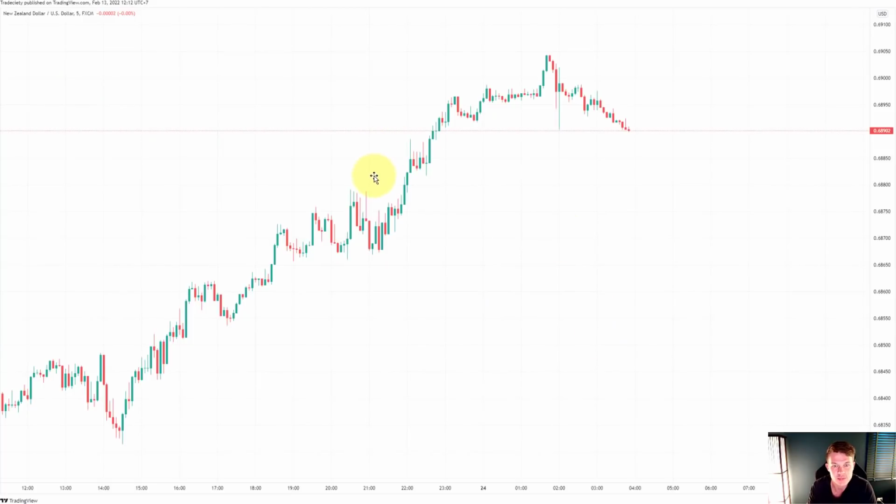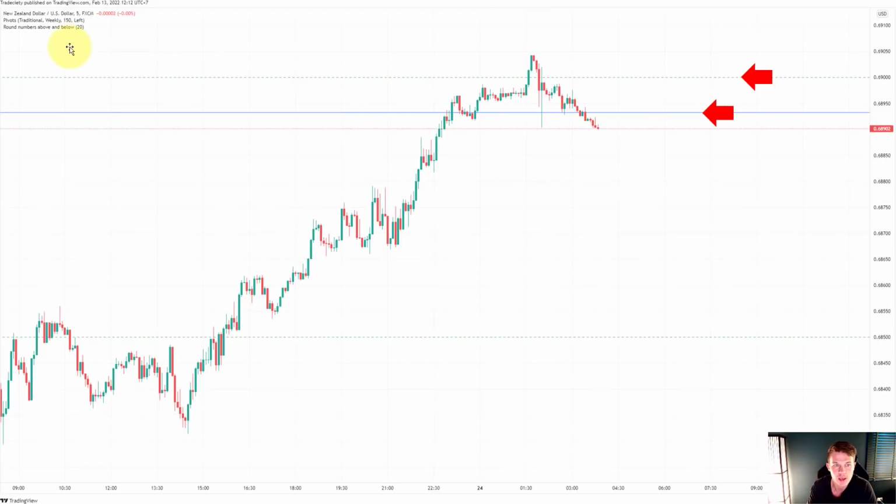On the lower time frame, this is what it looks like. At first glance, obviously, we don't see much. There's a lot going on, but we can add more confluence here. So we add our round number indicator, and this is 0.69. Also, we have here our traditional weekly pivot point. So very, very important level and clustering right here.